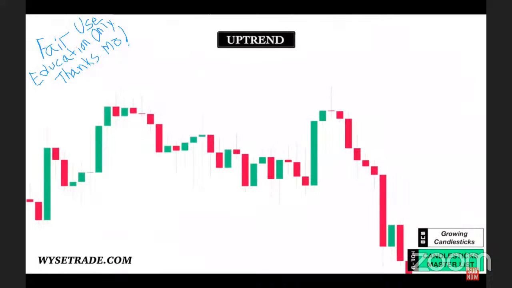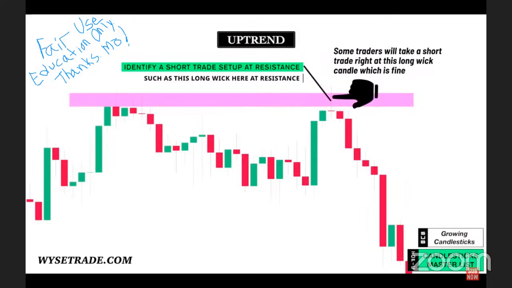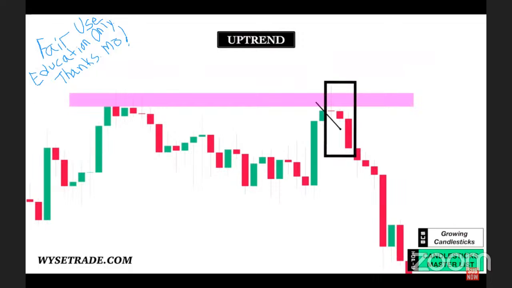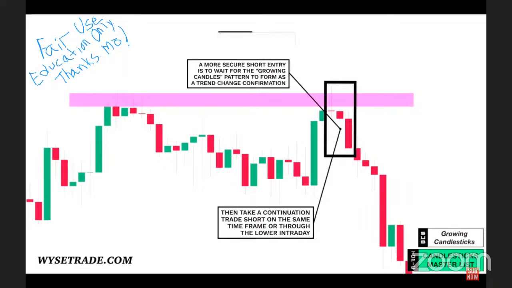starting in an uptrend, you first need to identify a short trade setup at resistance. Now, some traders will take a short trade right after the long wick candle forms here, which is fine. But a more secure entry is to wait for this candle pattern to form where the candles get larger and larger. Then you would take a continuation trade short.